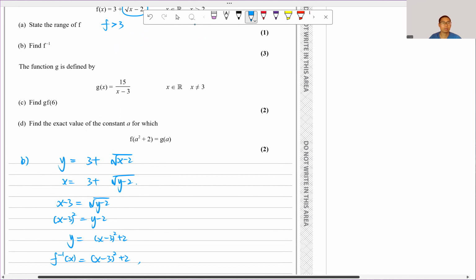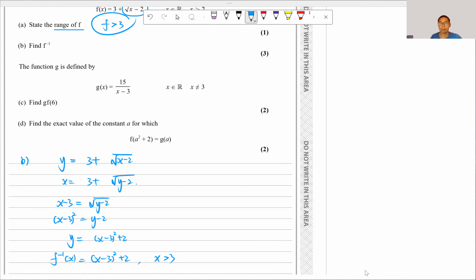And then we know the domain of the inverse function should be the range of the original function. The range of f is more than 3. So that means the domain of your inverse function should be x is more than 3. Always remember to put the domain of your inverse function.